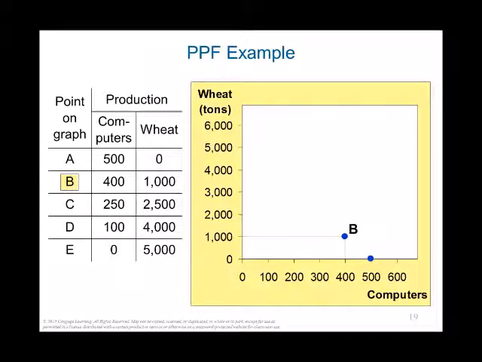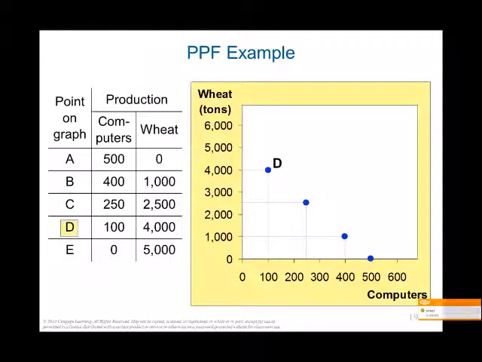As long as we can see a trade-off going on, and we know that we can plot the computers and wheat on the graph, it doesn't matter which axis we label as computers or wheat. So for point C, we know that the number of computers being produced is 250, and the amount of wheat being produced is 2,500.